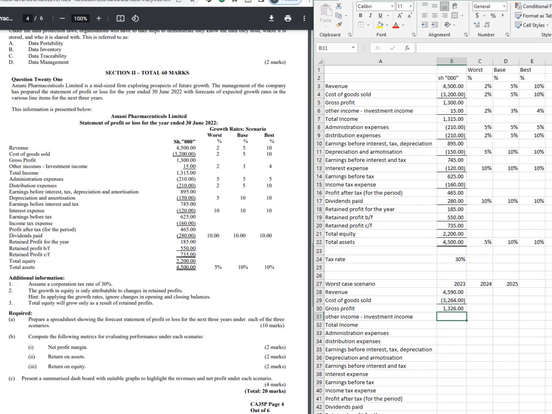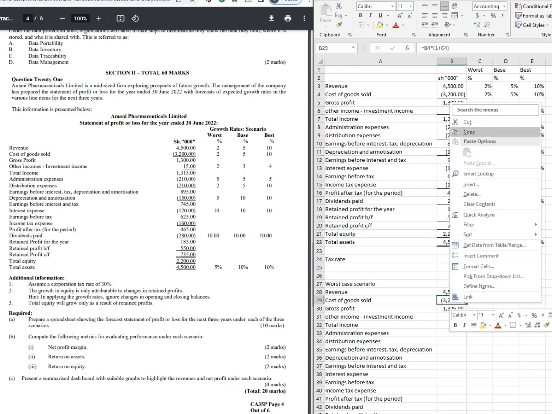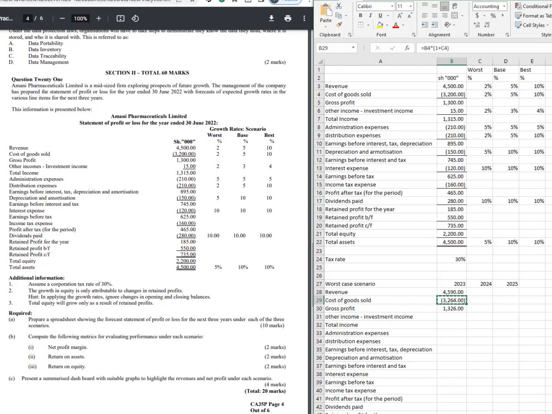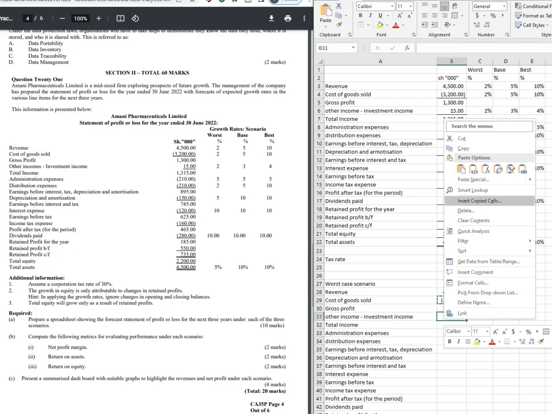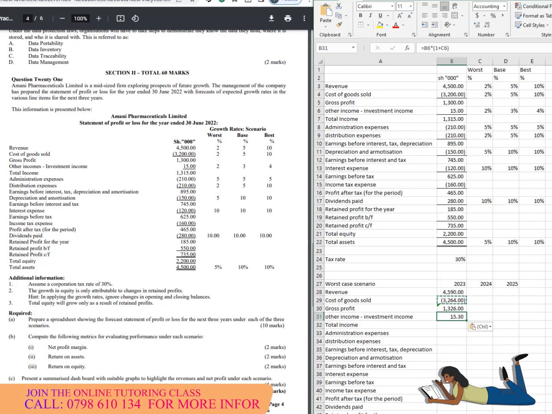Instead of repeating the same of saying that B6 times 1 plus 2%, we can simply copy down this formula here. We click there, B29, we say copy, and then we come here and we click paste. So what do you get?